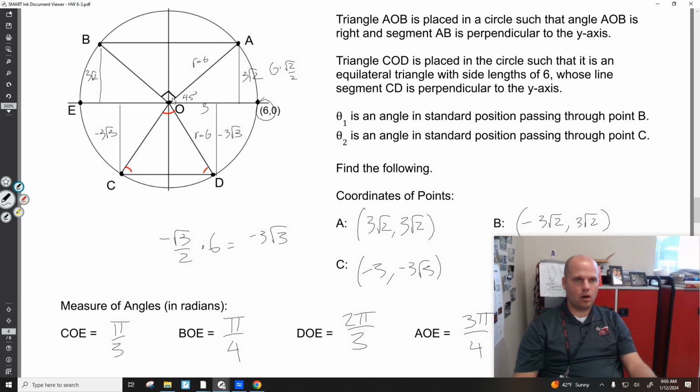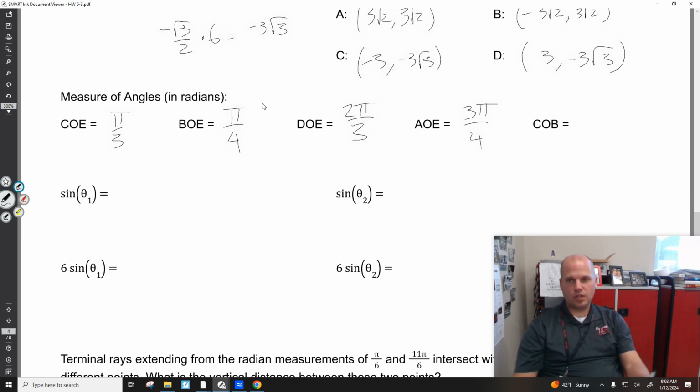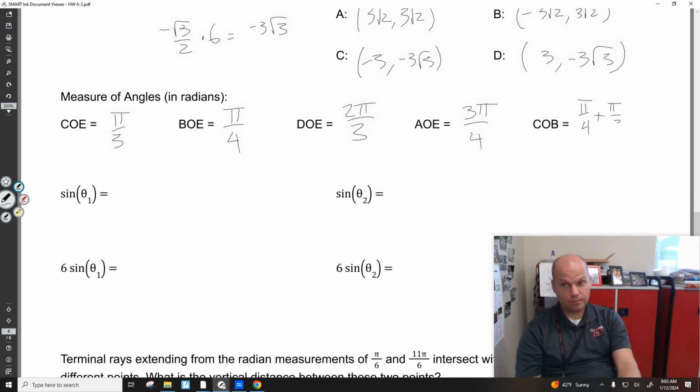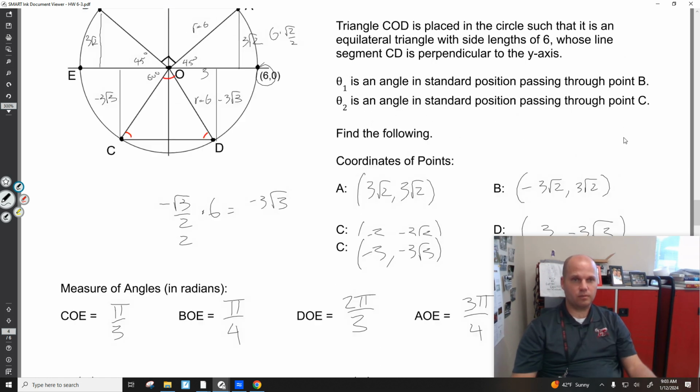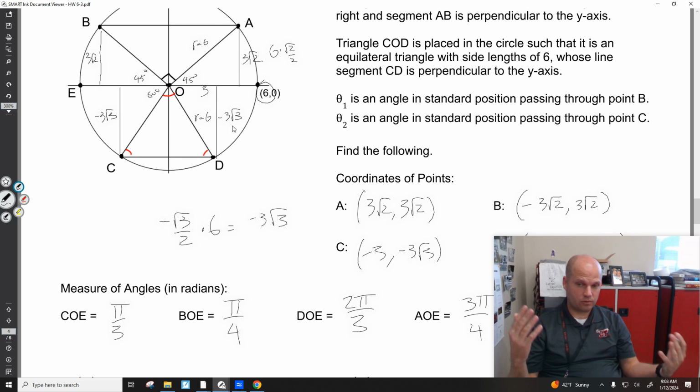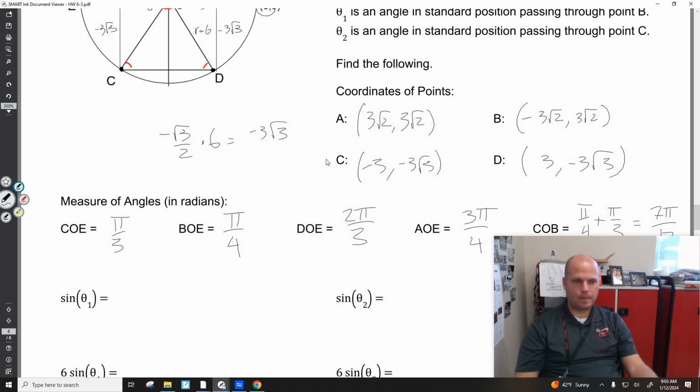Angle COB. This is a fun one. This is a 45-degree angle plus a 60-degree angle. This is pi over 4 plus pi over 3. That we haven't seen before. You'd have to turn this into 3 pi over 12 plus 4 pi over 12, which ends up being 7 pi over 12. It's a good question. 45 degrees plus 60 degrees. What's that? We just figured it out.